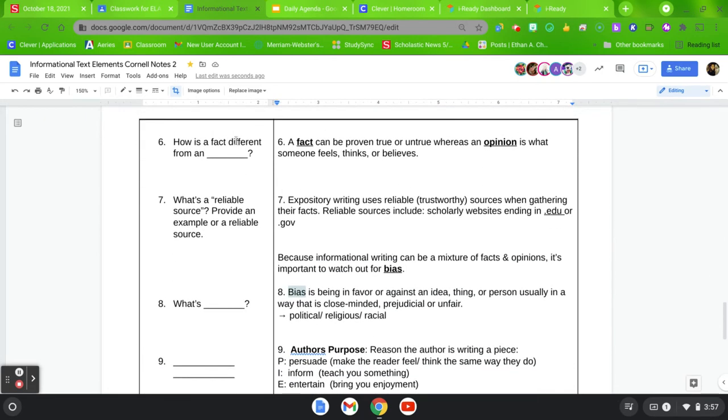How is fact different from an opinion? Some of these texts are going to be a mixture of fact and opinion. So you have to know what is fact and how can I differentiate that from opinion? A fact is something that can be proven true or untrue using a reliable source. And an opinion is just the way someone feels about something. For example, it is a fact that both cats and dogs are pets. It is my opinion that dogs make better pets. That's my opinion. It's just how I feel about it.